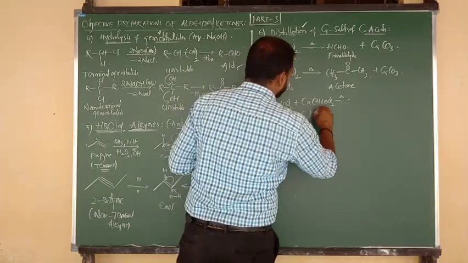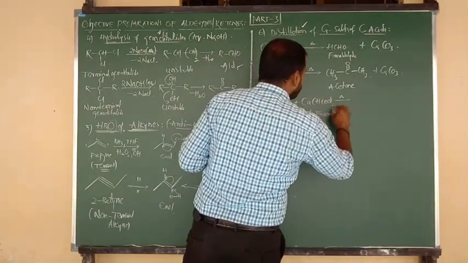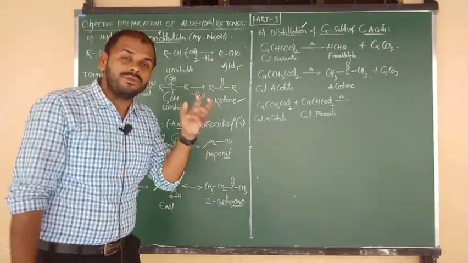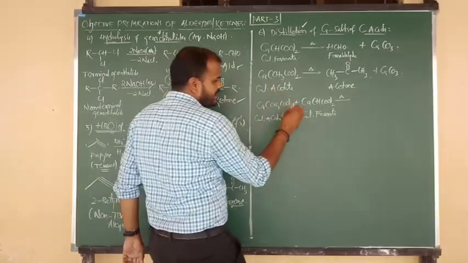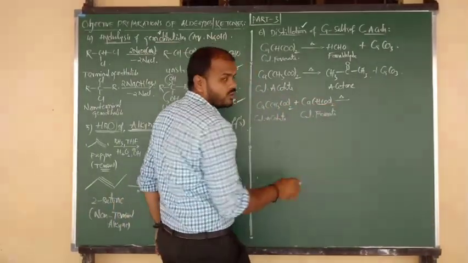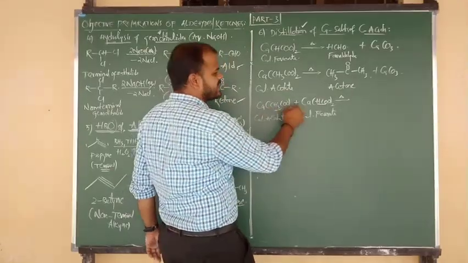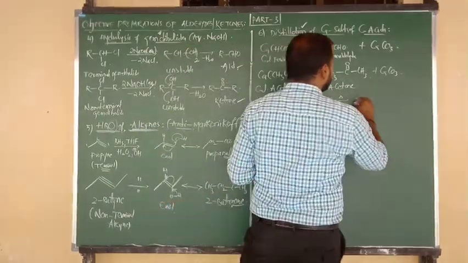And calcium formate. Calcium acetate and calcium formate. This mixture upon heating forms the product. Let me consider CHO, how many moles? 2. CH3, how many moles? 2. So 2 moles of CH3 and 2 moles of CHO, just to make it clear.